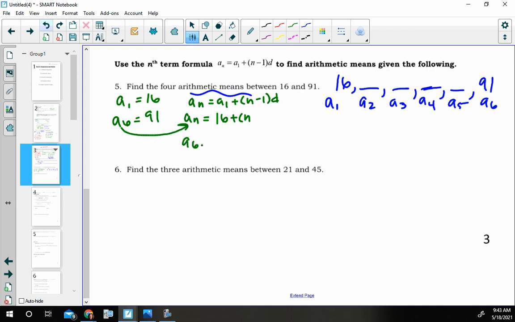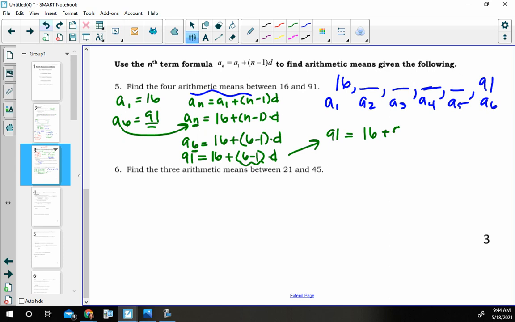So a sub 6 is equal to 16 plus, I now have an n value, 6 minus 1 times d. The problem is I still have too many variables, but I do know what a sub 6 is, 91. So 91 is equal to 16 plus 6 minus 1 times d, and we're going to solve for that distance. If I simplify, 6 minus 1 is 5.